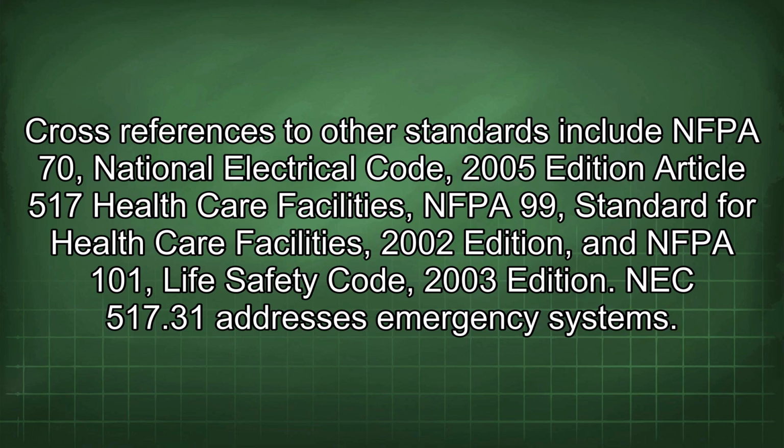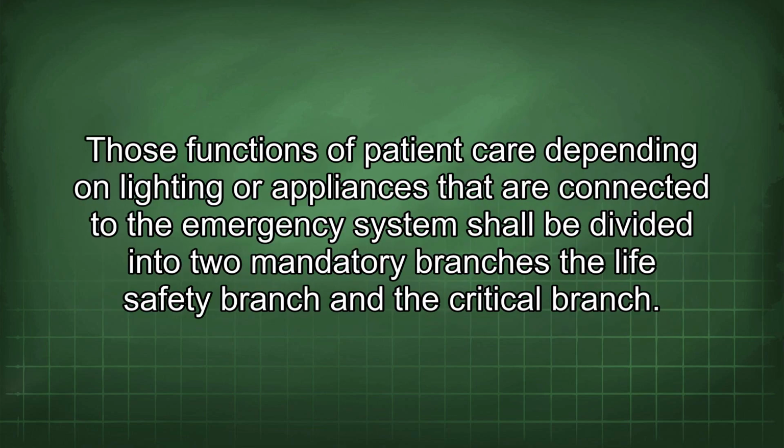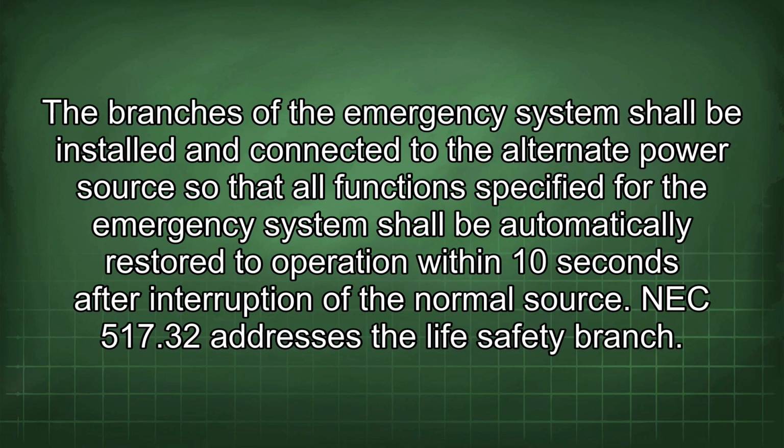NEC 517.31 addresses emergency systems. Those functions of patient care depending on lighting or appliances that are connected to the emergency system shall be divided into two mandatory branches, the life safety branch and the critical branch. The branches of the emergency system shall be installed and connected to the alternate power source so that all functions specified for the emergency system shall be automatically restored to operation within 10 seconds after interruption of the normal source.